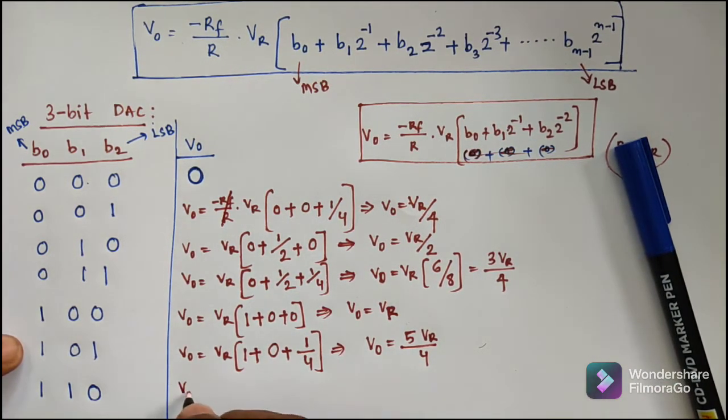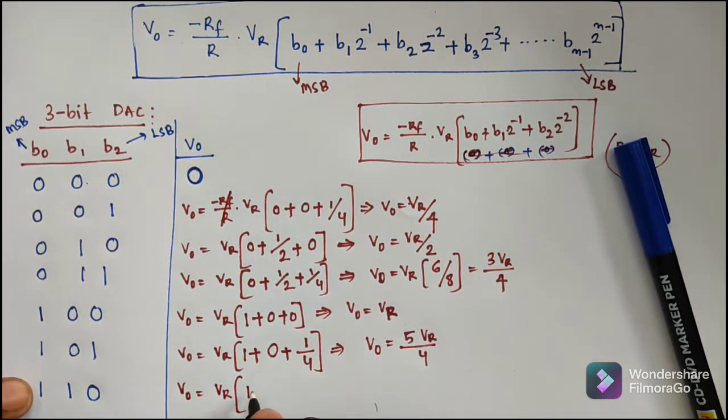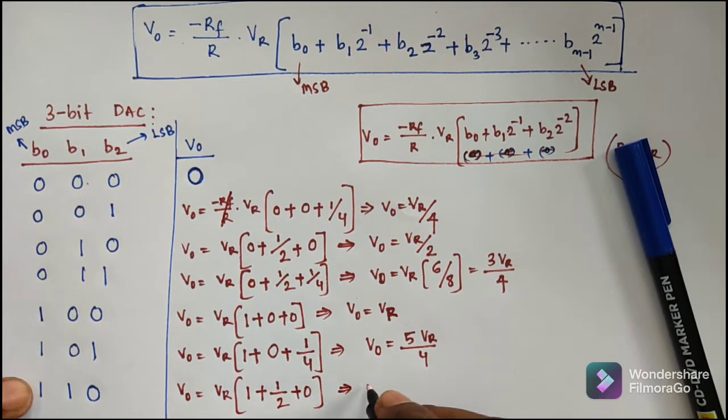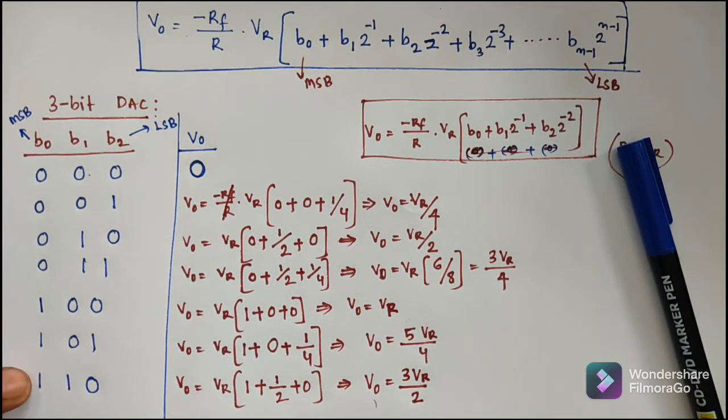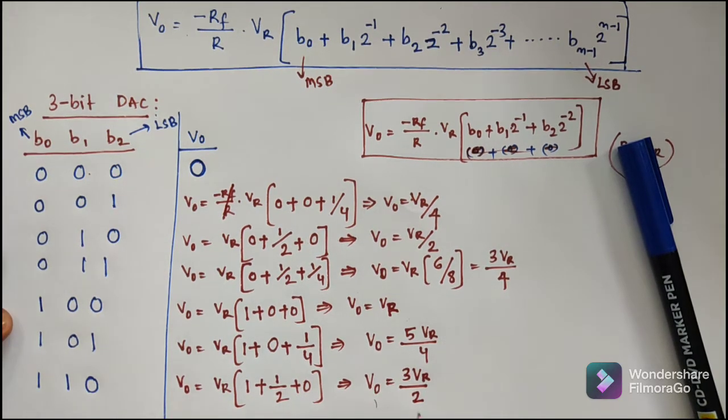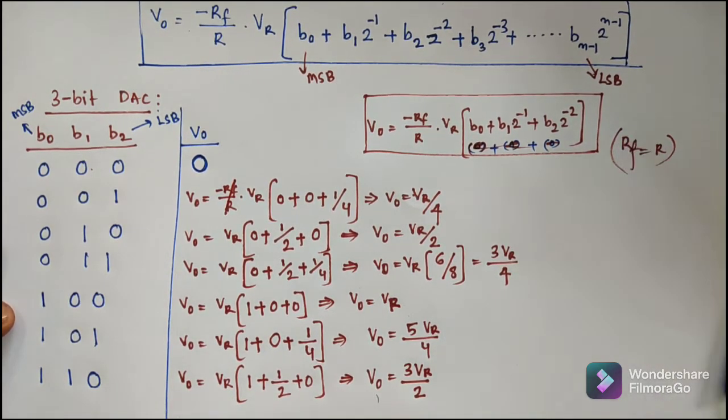Next one is 1 1 0. That response is V0 is equal to VR into the value 1 plus B1 value is 1, means 1 by 2, plus 0. The final result here is V0 is equal to that value, 3 VR by 2. 3 VR by 2.